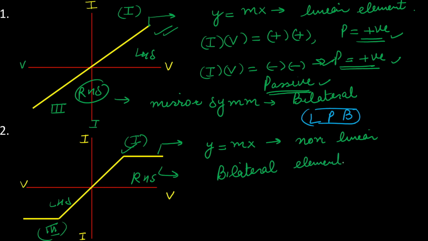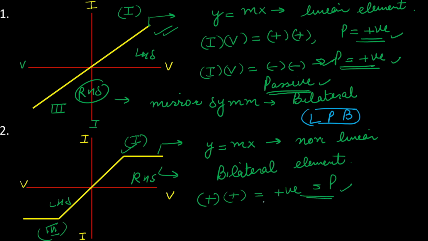Third one we have is to check whether they are active or passive. In the first quadrant, you can see we are getting all the values of the current and voltage to be positive. So positive into positive, we are getting positive. It means that the power is positive in the first quadrant.